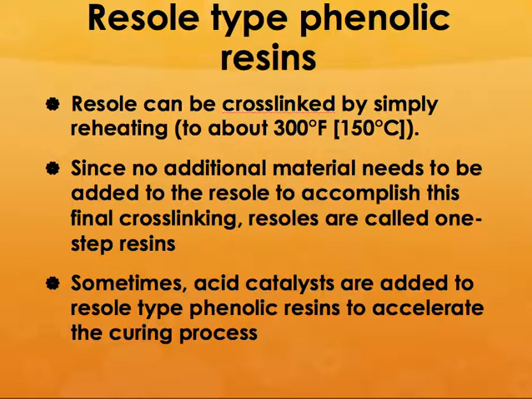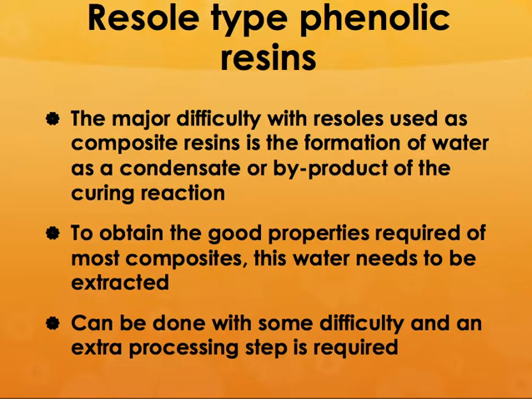And you can complete the cross-linking reaction by simply reheating it up to 300 degrees Fahrenheit or 150 degrees centigrade. If it is a resol type of reaction, you don't need to add any kind of additional material to it. So these are usually called one-step resin. Sometimes you also add some kind of an acid catalyst to accelerate the curing process.